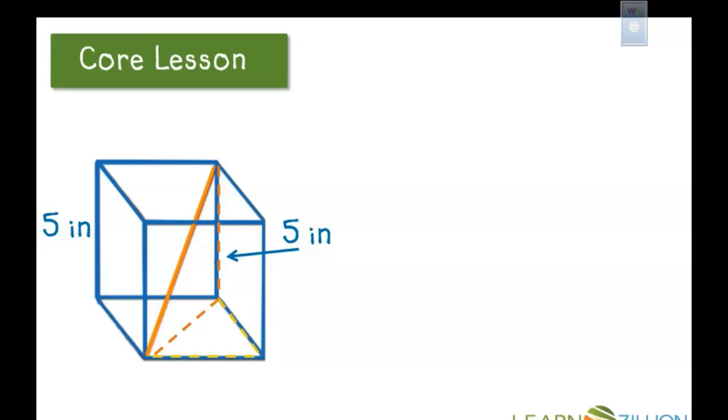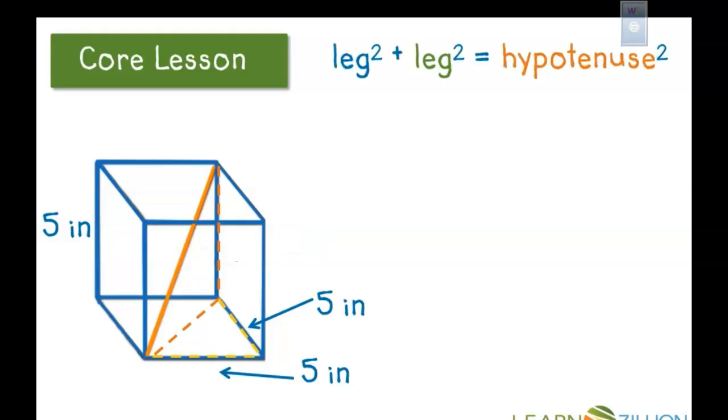Here's one on the bottom. So we know that each of these sides of the triangle, or the legs, are 5 inches. So we can use the Pythagorean theorem to find the bottom of our red triangle. So let's do that.